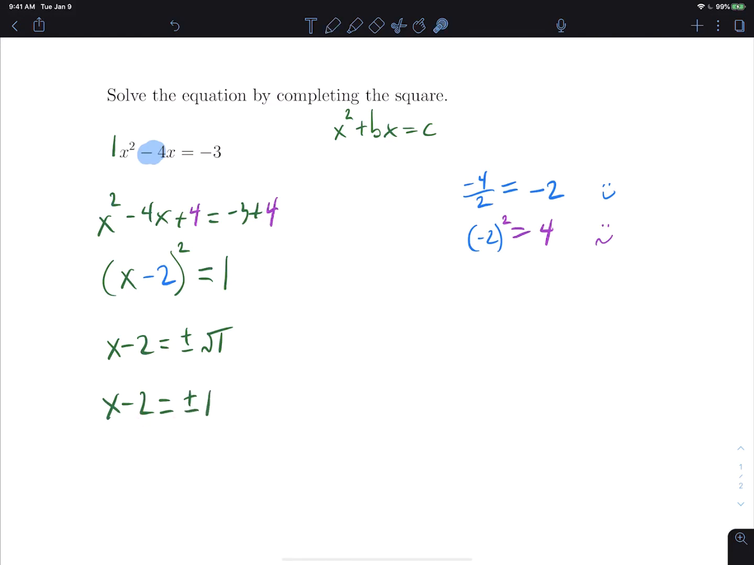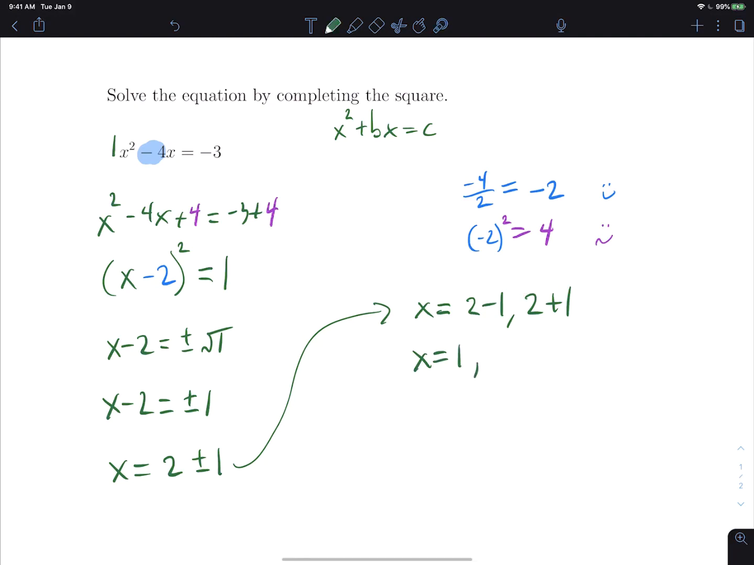Now move the 2 to the right-hand side and be very careful how you do this. This is going to give us x equals positive 2 plus or minus 1. But notice because there is no radical here, we need to combine these two. That means we need to understand that this is in fact two different numbers. So we have 2 minus 1 and we have 2 plus 1. So 2 minus 1 will give us 1 and 2 plus 1 will give us 3. So x equals 1 and 3, and those are the two solutions to this particular equation.